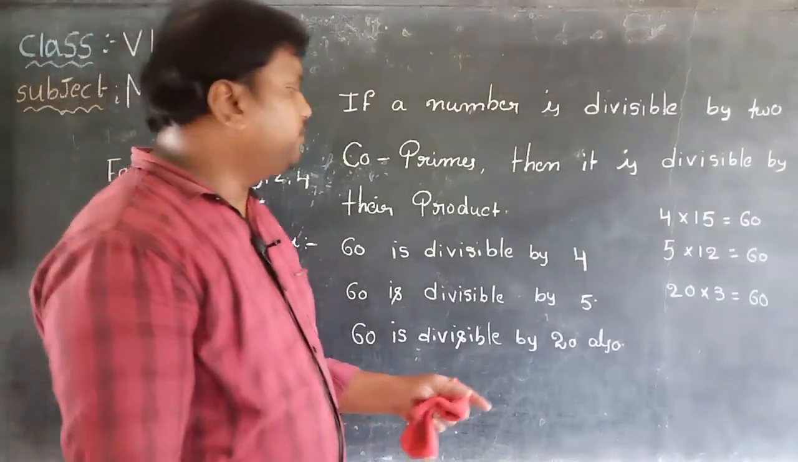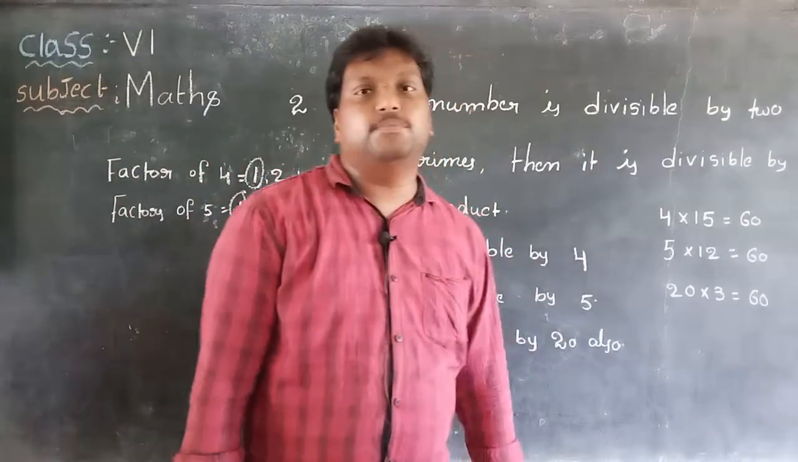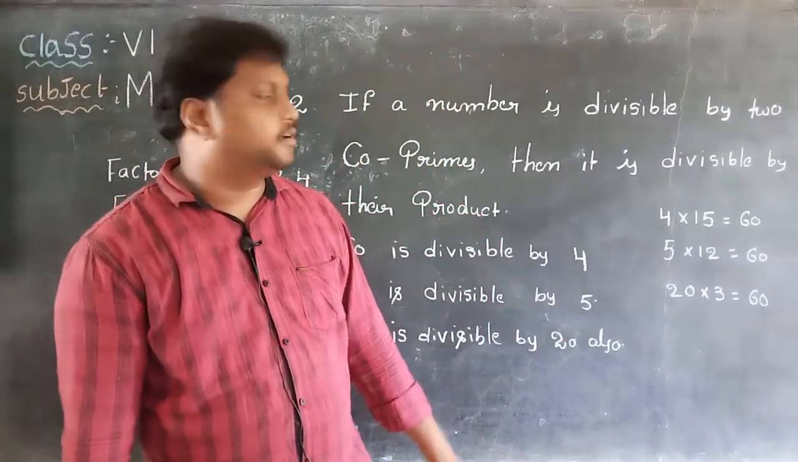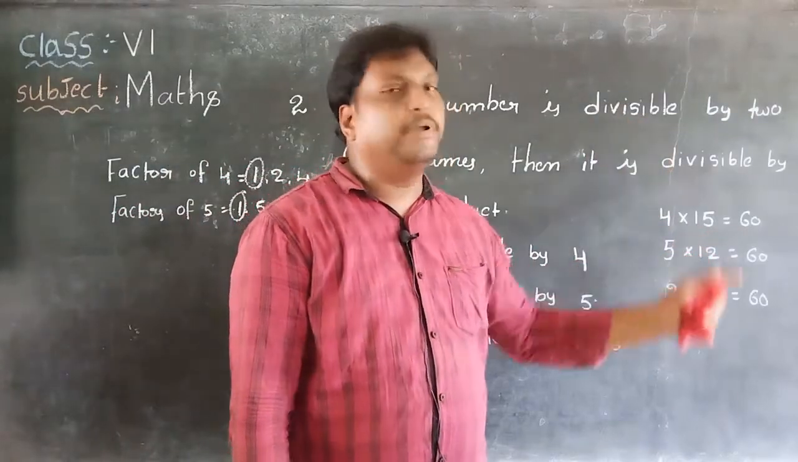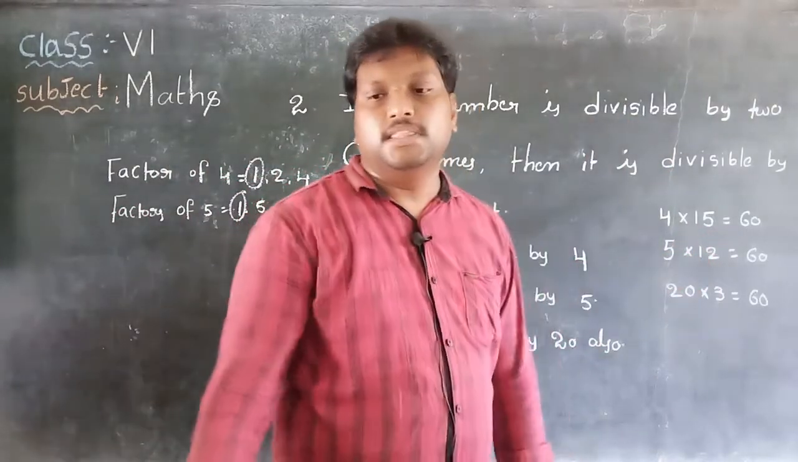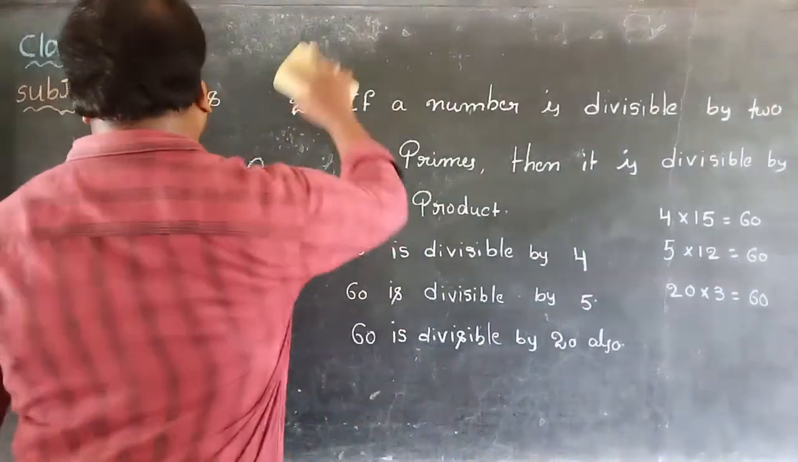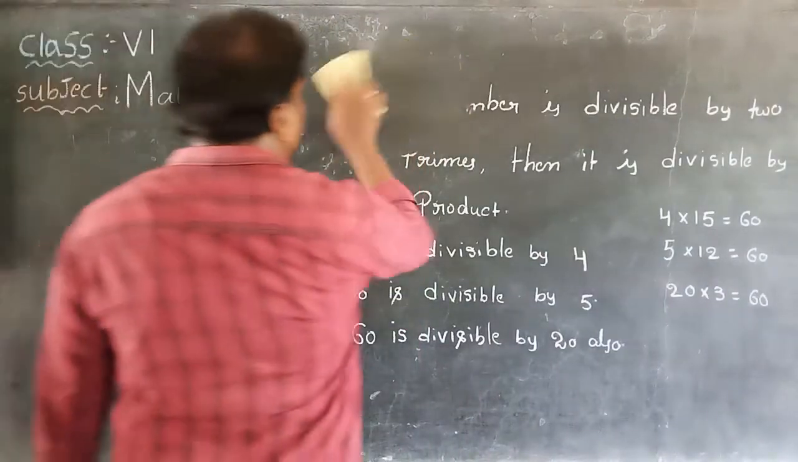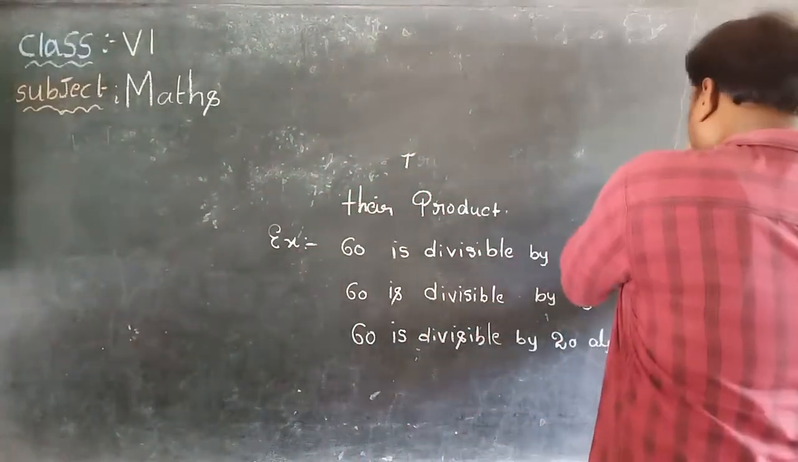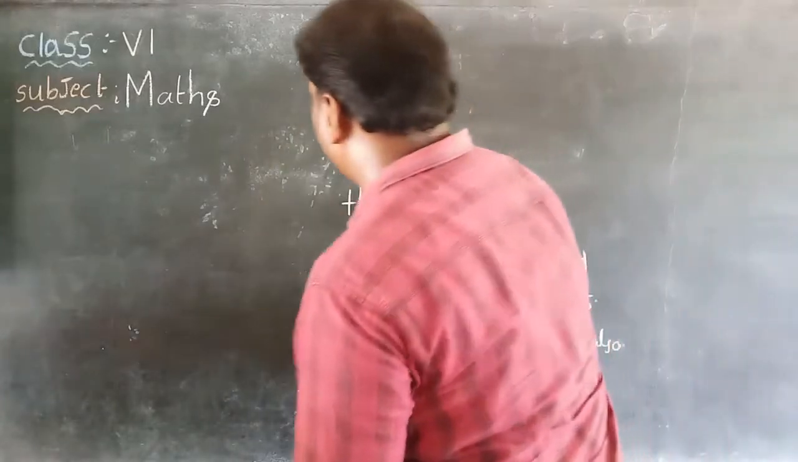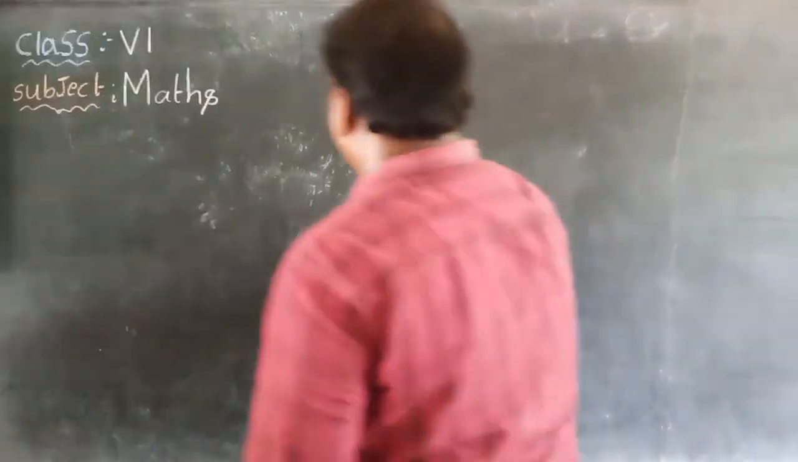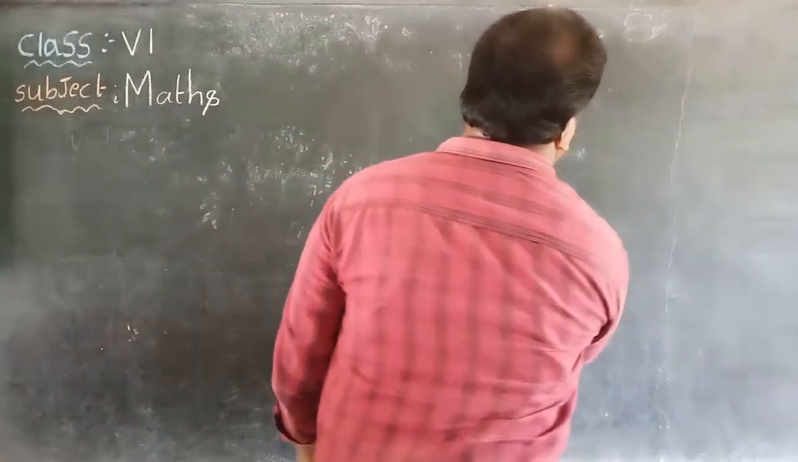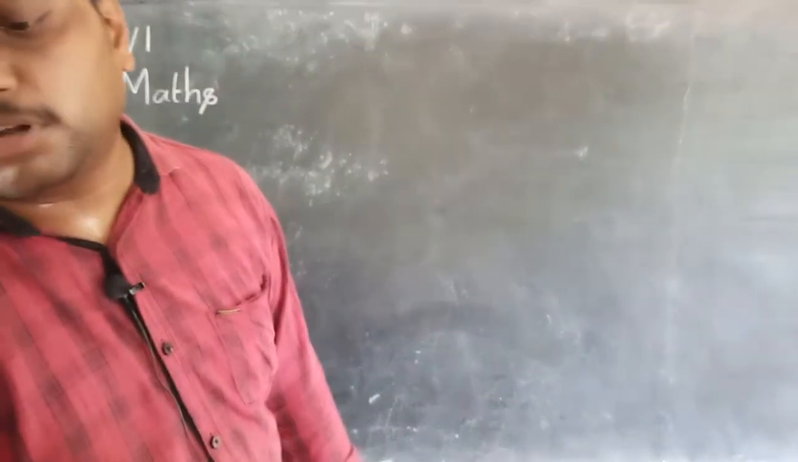If a number is divisible by any two co-primes, then it is also divisible by their product. If you multiply the co-primes, we get the product, and the particular number is divisible by their product also. This is the second rule. We'll take one more example, a very simple example now.